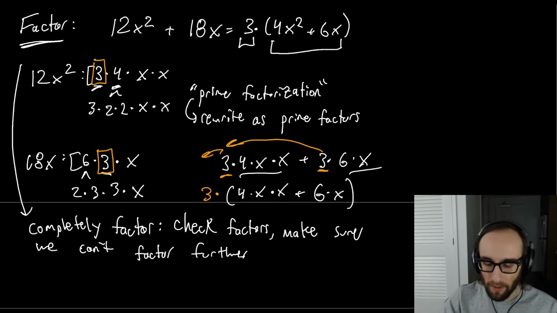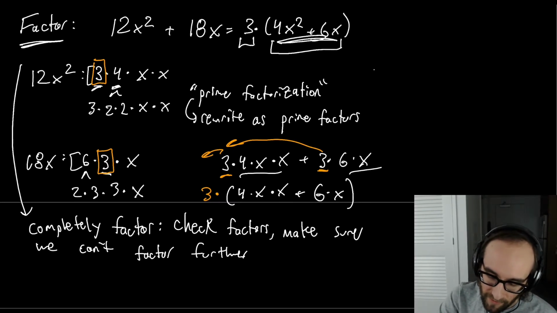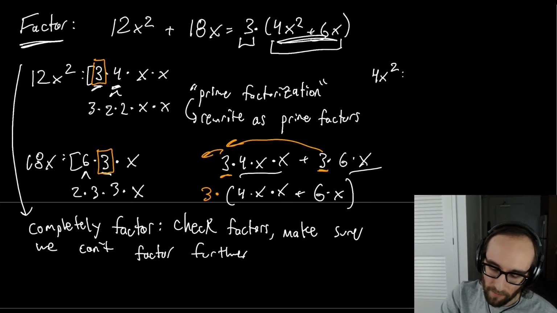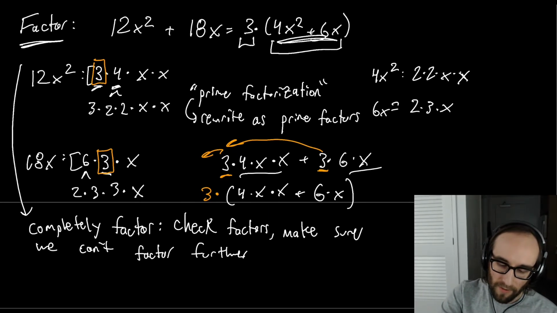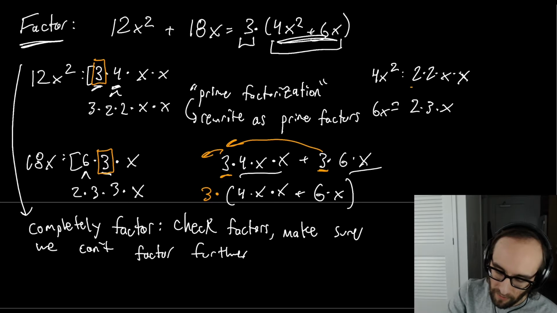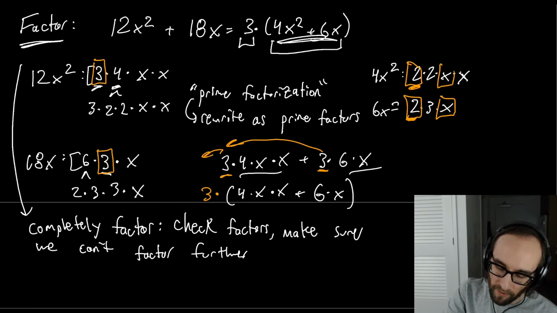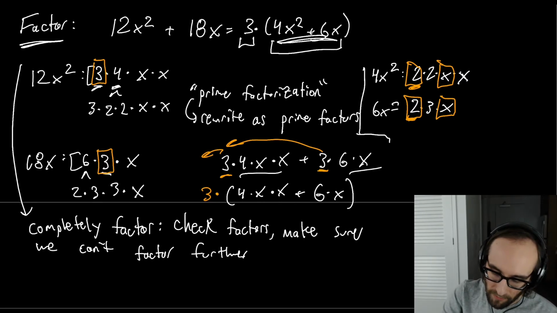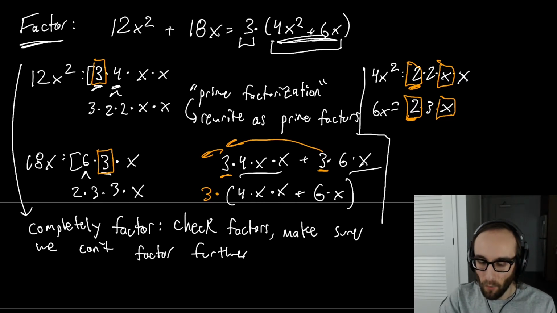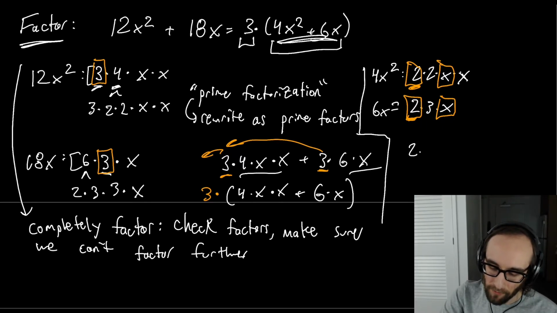So if we started off by taking out the 3, we could look at 4x squared and 6x. 4x squared is 2 times x times x, and 6x is 2 times 3 times x. In this case, let's identify all of the factors. 2 is a shared factor. x is also a shared factor, so variables can count as factors. So rewriting this, we have 4x squared plus 6x. 4x squared can be rewritten as 2 times x times 2 times x, and 6x is 2 times x times 3.